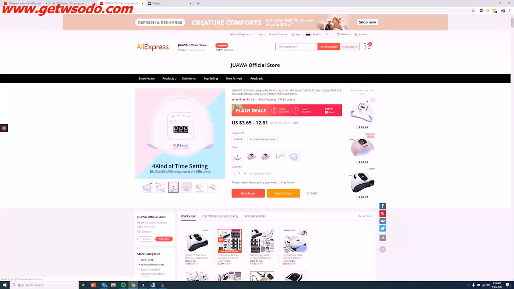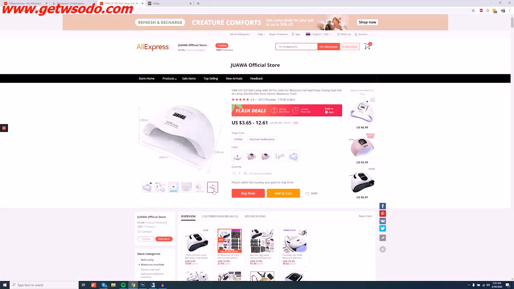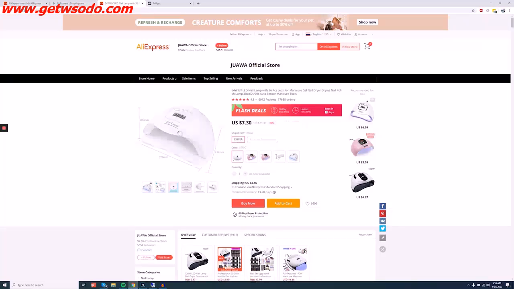And let's take a look at what this is. It looks like it's some sort of tool for manicures, which means I'll have to do some research as to how to market the product. But judging by the price over here, it looks very reasonable, as in it's under $10, which means I should be able to sell this for around 30 bucks.